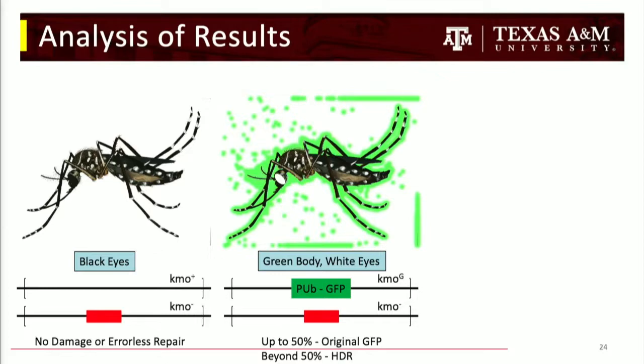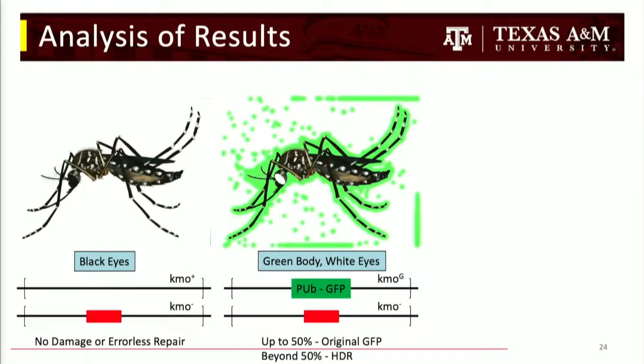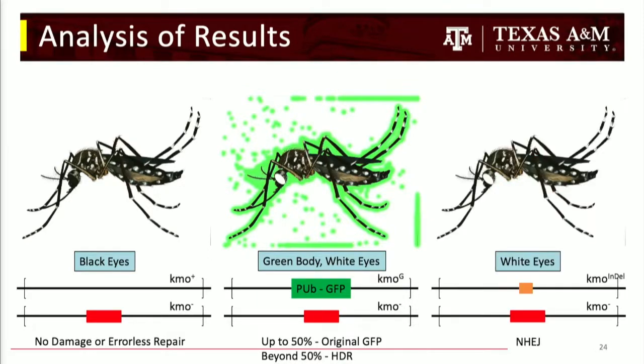And then anything beyond that, so let me go back. So there's six alleles here, 6 possibilities. And so 3 of those are GFP, so half. And so anything beyond half is going to be this 4th GFP right there. And so anything beyond half, that's indicating that HDR was happening. And then the last possibility is a mosquito that's not glowing, but its eyes are white. And so we have full knockout of KMO, but there's no GFP. And so that indicates that NHEJ happened. And so we had some error in the repair here, but no copying of the GFP.